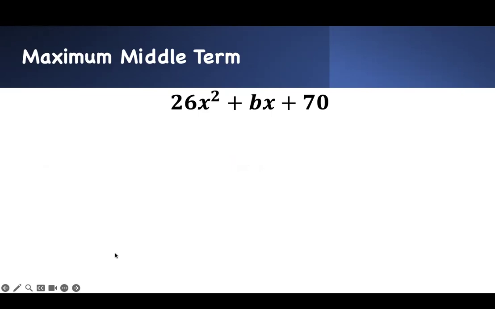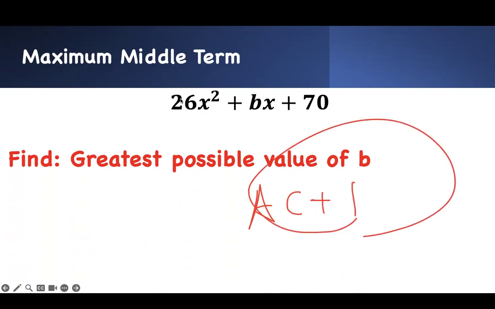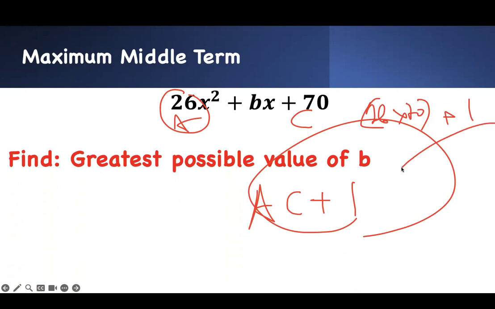And this is my favorite. Maximum, greatest possible value of B. Look, a lot of people will factorize, they'll put it in DESMOS, they will do so many things. You don't need to. My clue, AC plus 1. Write it down. AC plus 1. The extreme, this is your A, this is your C, this times this plus 1. 26 times 70 plus 1 will give you the answer. You don't need a calculator. You don't need anything. 2 seconds question, you solve it.